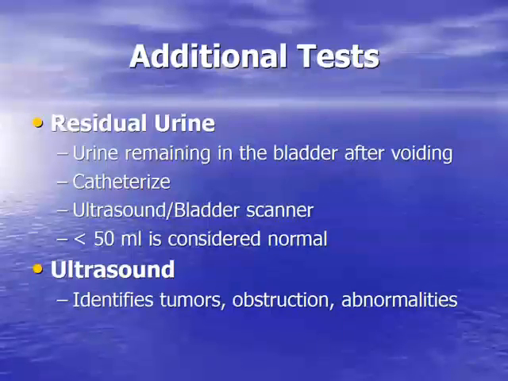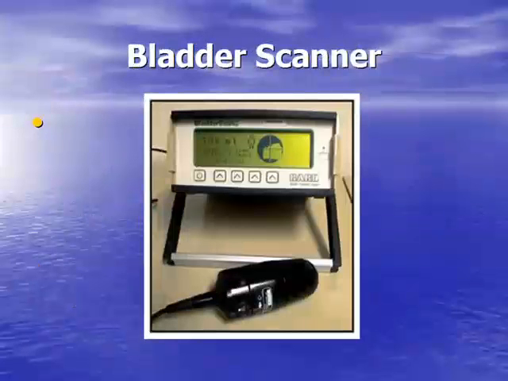And conditions that can contribute to the retention of urine include BPH, strictures, neurogenic bladder, and all of those types of things. Another commonly used test is just a basic ultrasound of the kidneys that can look for tumors, obstruction, any abnormalities in the kidneys, and that's of course a non-invasive type of procedure. This slide looks at what an actual bladder scanner looks like.